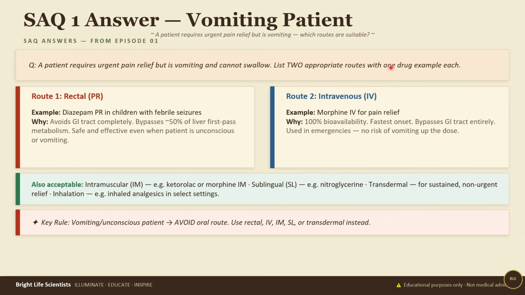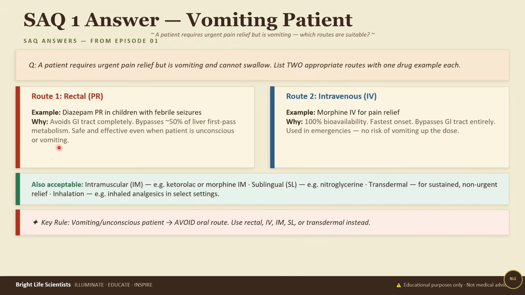The key insight here is simple. If the patient cannot swallow or is vomiting, you immediately eliminate the oral route. Full stop. Your first answer should be the rectal route, PR or per rectal. Think of diazepam given rectally to children having febrile seizures. Why does this work? Because it avoids the GI tract almost entirely, bypasses about 50% of liver first-pass metabolism, and crucially, it works even when the patient is unconscious or actively vomiting.